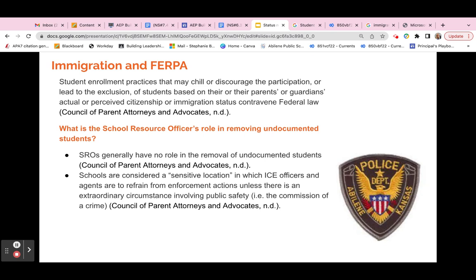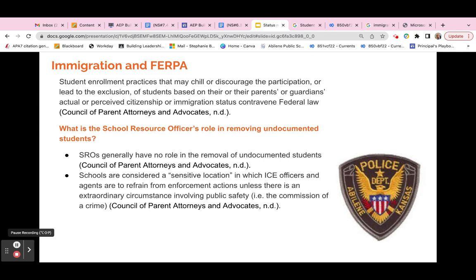Looking a little more closely, thinking of how our school resource officers interact with students, as well as students that are immigrants or are here possibly through an outside program of foreign exchange or things like that. Student enrollment practices that may chill or discourage the participation or lead to the exclusion of students based on their or their parents' or guardians' actual or perceived citizenship or immigration status contravene federal law. And that's from the Council of Parent Attorneys and Advocates.